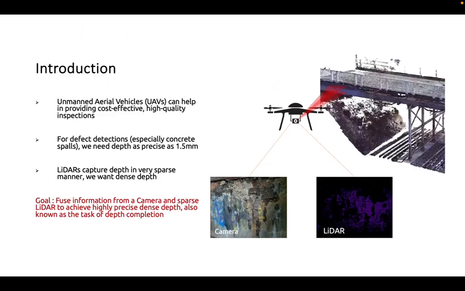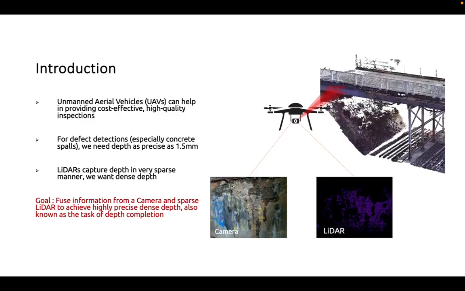The motivation behind this project is to use UAVs for doing infrastructure inspections. However, to be able to detect defects like concrete spalls, one needs to have very precise depth measurements. Accordingly, depth sensors like LiDARs are used. However, they measure depth in a very sparse manner, where only a few pixels of an image will contain depth values with the rest empty.